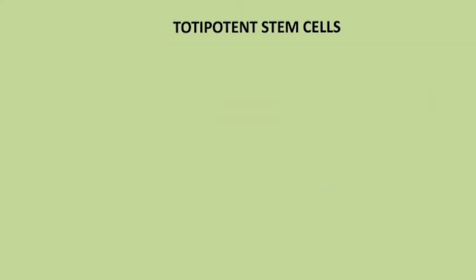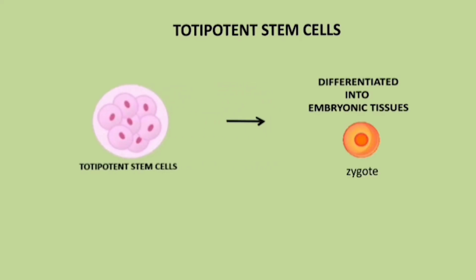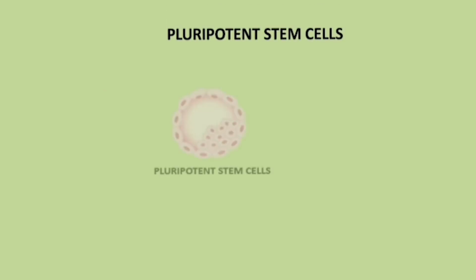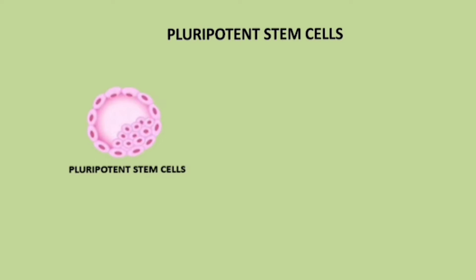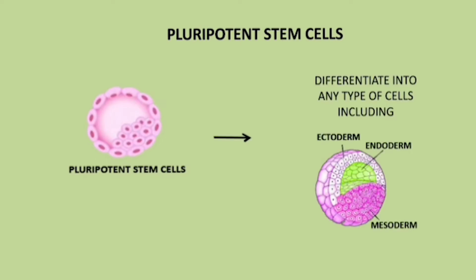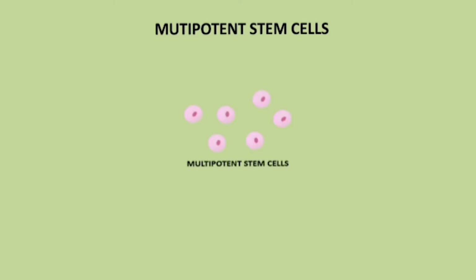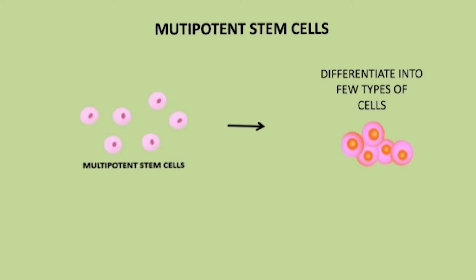Totipotent stem cells. Totipotent cells can differentiate into any possible type of cell, including embryonic tissues. Pluripotent stem cells. The cells from the early embryo are pluripotent and can differentiate into any type of cell, including three-layered germ cells. Multipotent stem cells. Multipotent stem cells can divide into only related types of cells, like hematopoietic cells dividing into blood cells.